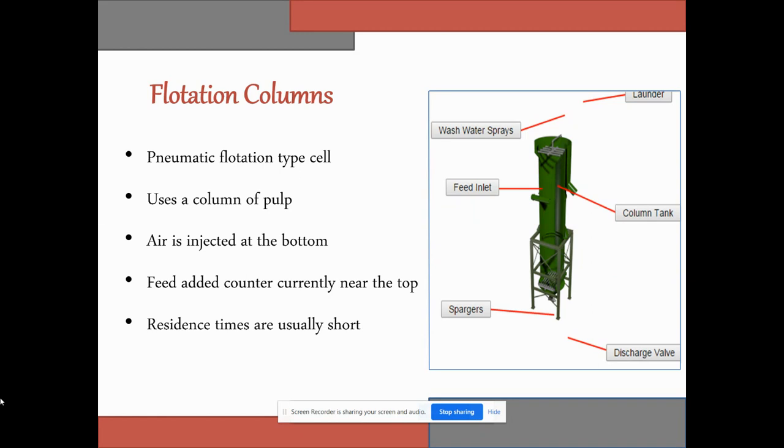The features of flotation columns are: pneumatic flotation type, which uses a column of pulp in which air is injected at the bottom and the feed is added counter-currently near the top, as a result of which the residence times are usually short.